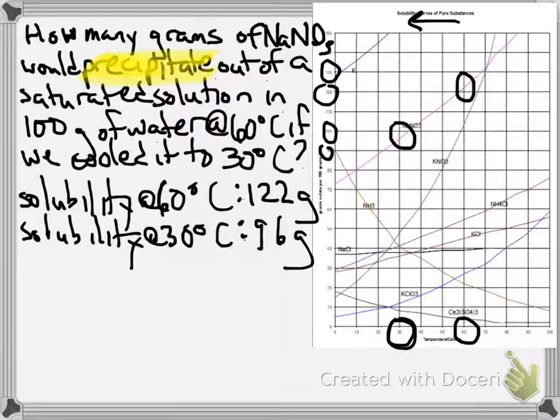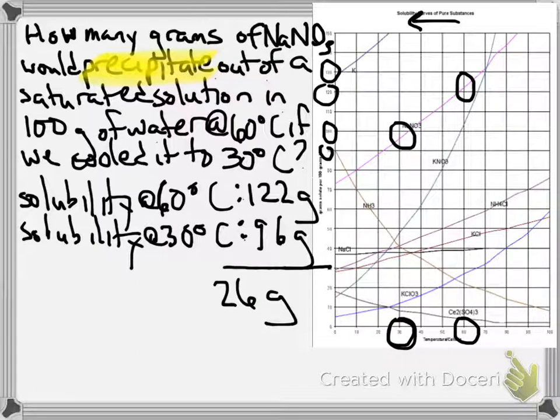And the amount of precipitate, the amount of solute that we would be able to collect because it's no longer dissolved, is simply the difference between those two. So this sets up a really easy subtraction problem. 122 minus 96 gives us 26 grams of precipitate.